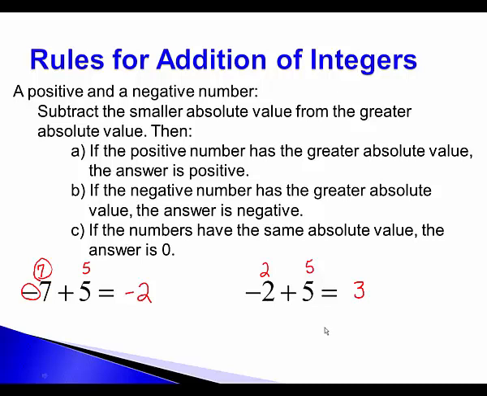To now determine the sign of the answer, we look at which one of these has the greater absolute value. Well, this one is the larger absolute value this time, and since its sign is positive, then we are using the A part. If the positive number has the greater absolute value, then the answer is positive. You're not required to write the positive sign in front of that 3. You can if you want to.